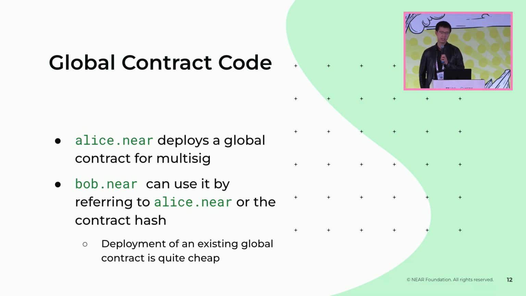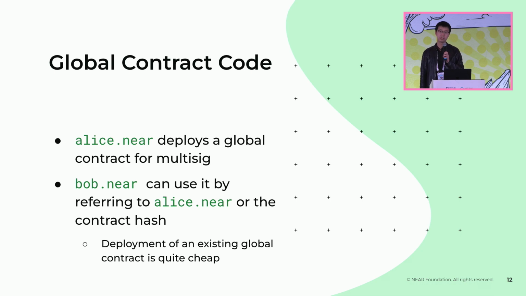So for example, let's say Alice.near wants to deploy a global contract for multisig, and Bob.near sees that there is now a multisig contract deployed, and he might also want to have multisig on his account because that's convenient. So instead of deploying another multisig contract, which is expensive, he can just say, I want to refer to this contract deployed by Alice.near, either by the account name, Alice.near, or by the contract hash. Essentially, this is a pointer to some piece of the state. So this operation is very cheap.